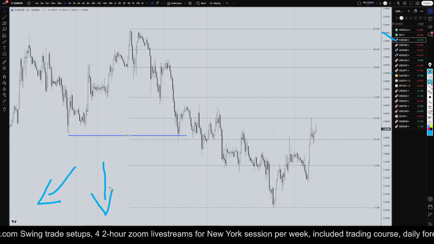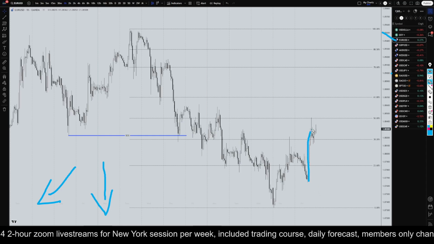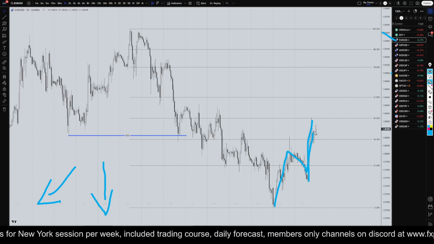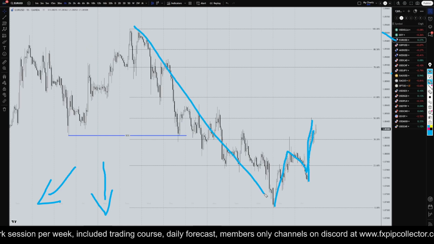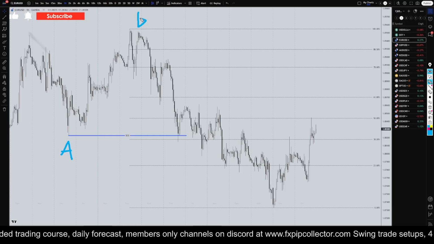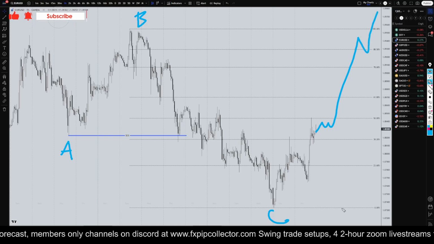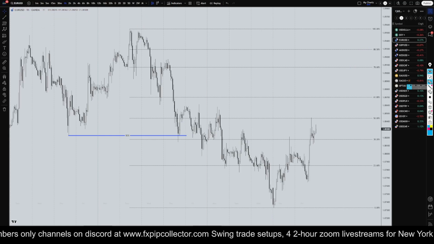So on Friday, late Friday, the euro dollar did end up pushing up like we were expecting. To me, this definitely looks like a possible ABC correction to this move down. But I do see the possibility that this is an expanding ABC, like a big expanding ABC, and it just keeps on going up. That is definitely a possibility that we need to keep in mind.